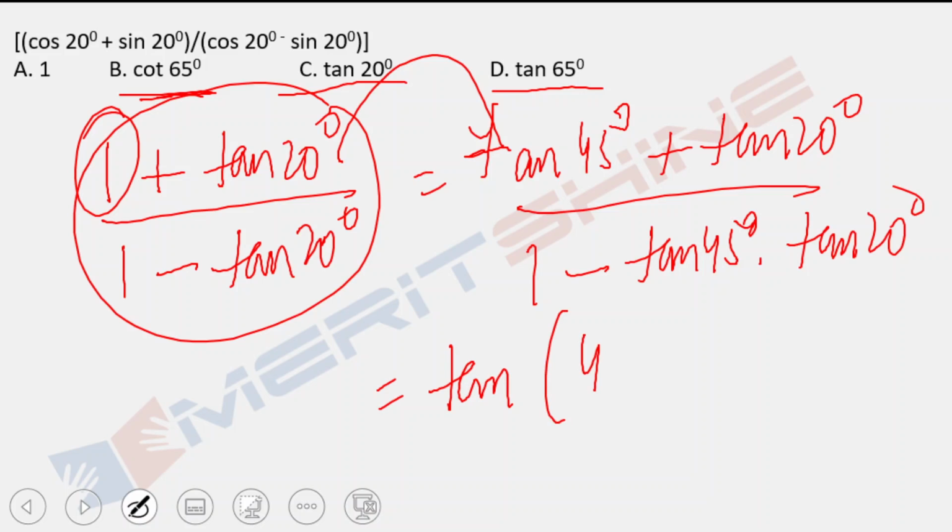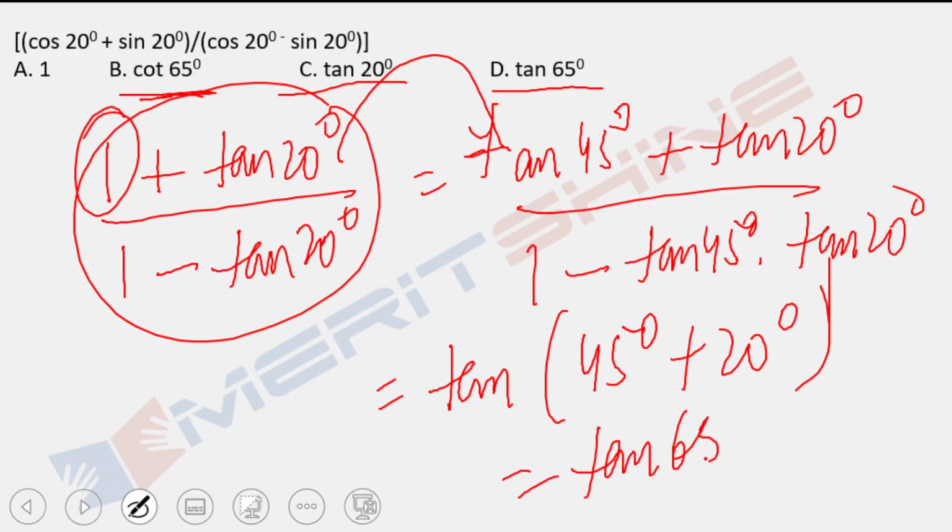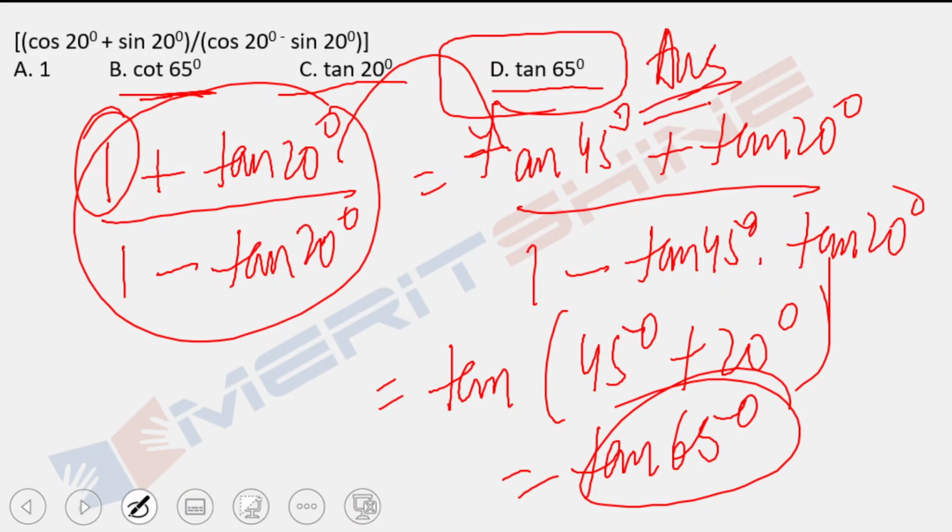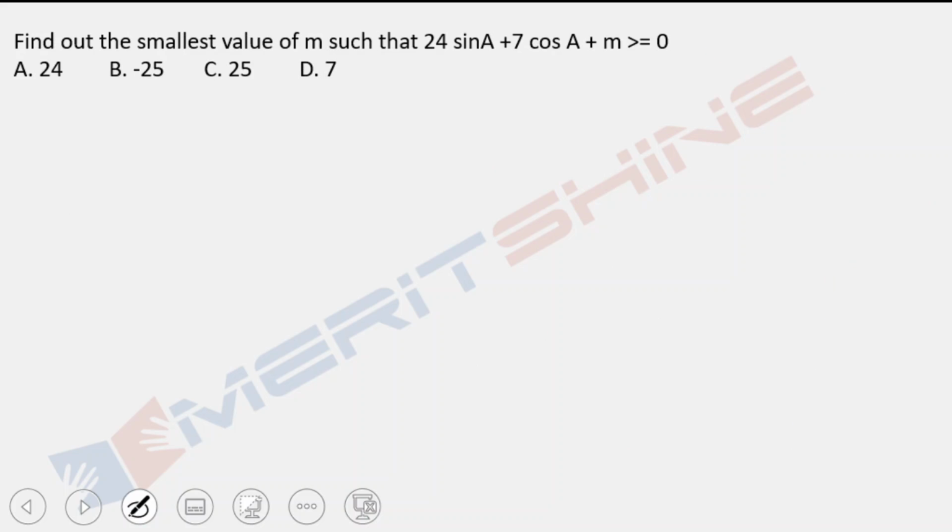This is the formula of tan 45 degree plus 20 degree. And I know that this is nothing but tan 65 degree. So this is my answer. Right. Next question. Now this is the maxima minima question.